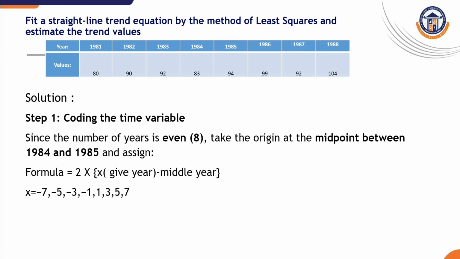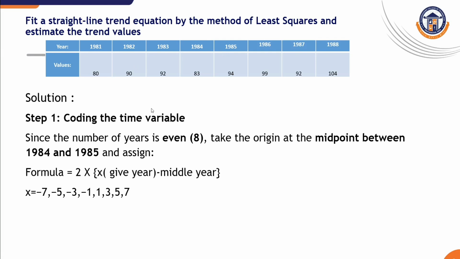The first step is coding the time variable. Since the number of years is even, and the total number of years in the given problem is 8, take the origin at the midpoint of 1984 and 1985. So 1984 is the fourth value and 1985 is the fifth value. Therefore the mid value is 1984.5. That is the midpoint value in this problem.